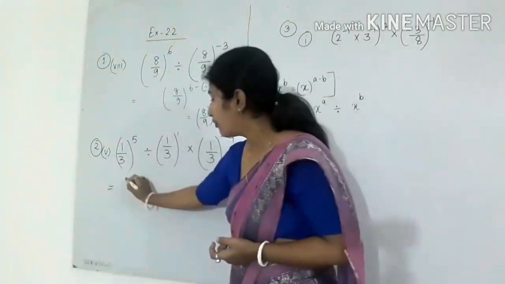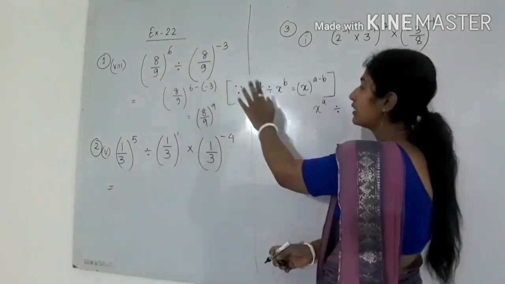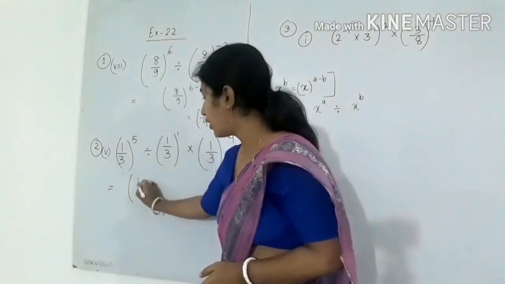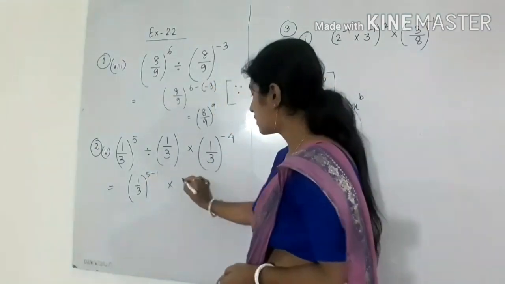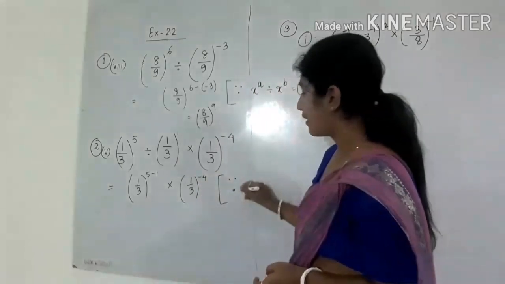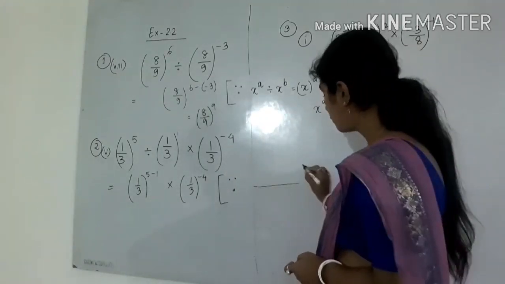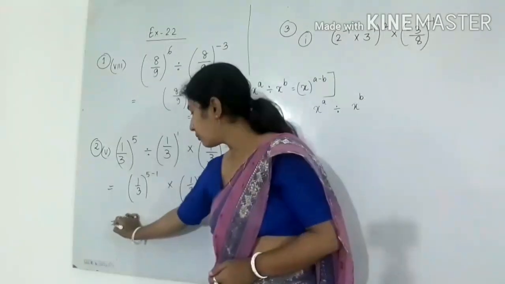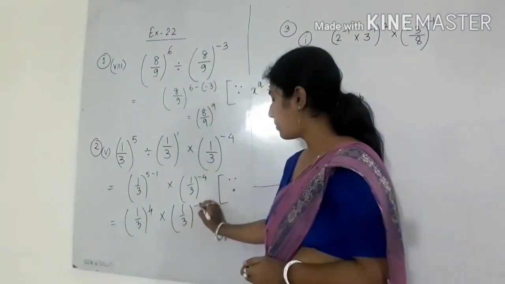So what will happen? First of all we are applying the law we applied in number 8; this law only we have to apply in the first case. So first of all we will write 1 by 3 whole to the power 5 minus 1, into this term will be there, minus 4. So in brackets you have to write, since we are applying this law, according to this we can write 1 by 3 whole to the power 5 minus 1. You have to write the law stepwise, what you are applying. So next it will be 1 by 3 whole to the power 4 into 1 by 3 whole to the power minus 4.